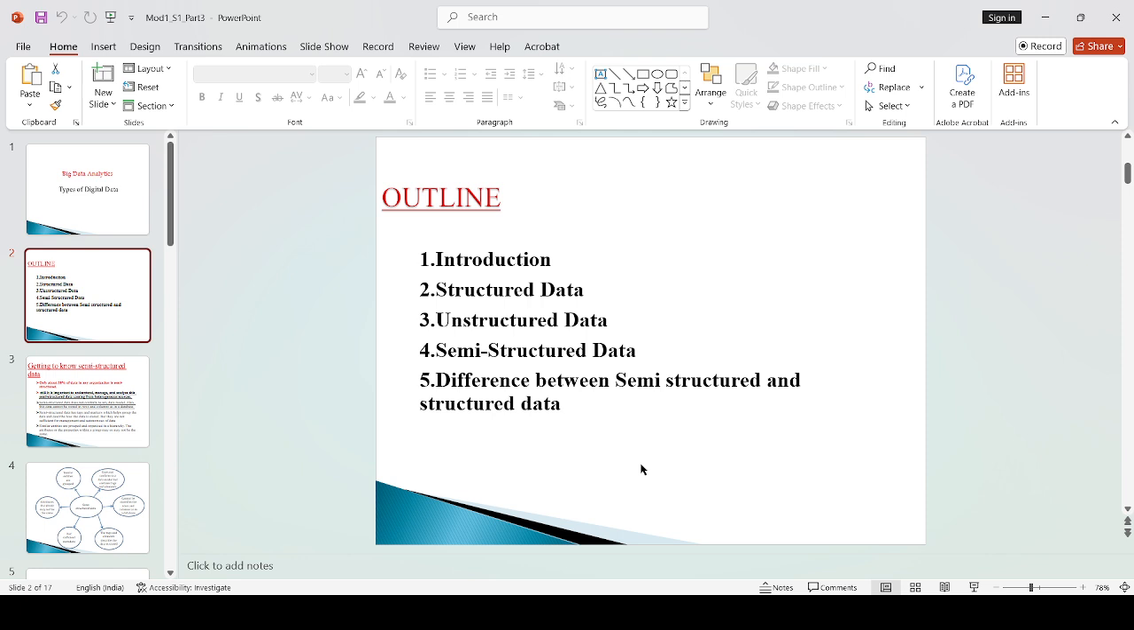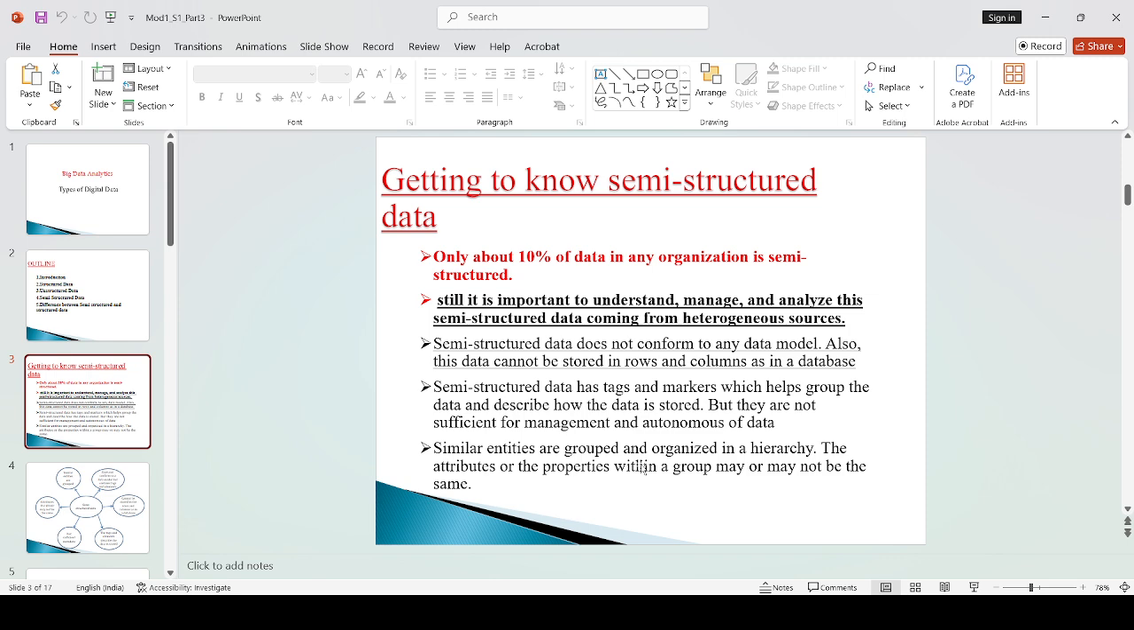So in this lecture, we will cover the topics: introduction to semi-structured data, characteristics, sources, storage management techniques, challenges, XML as a solution, and the difference between structured and semi-structured data.